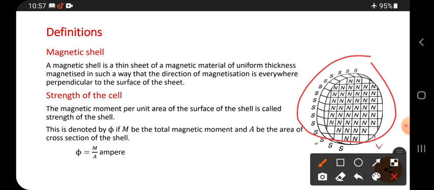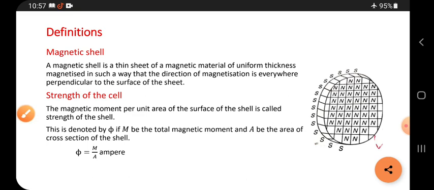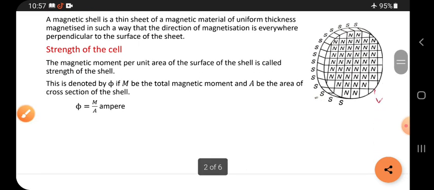So a magnetic shell is thin like a paper. Take a sheet like a paper and make it a magnetized material. After making it, if we observe, the north pole is formed on one side and the south pole on the other side. Then the magnetic field must be perpendicular to this surface. Such a material is called a magnetic shell.